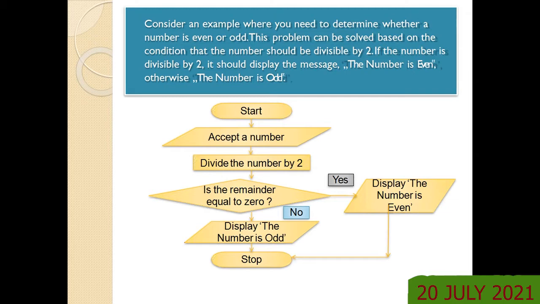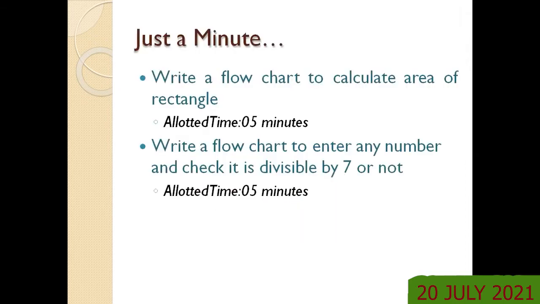I gave you two problems as homework to write the flowchart. I don't know how many of you have written them, but now let us see. One is to calculate the area of a rectangle, and another is to enter any number and check whether it is divisible by 7. Very simple flowcharts.